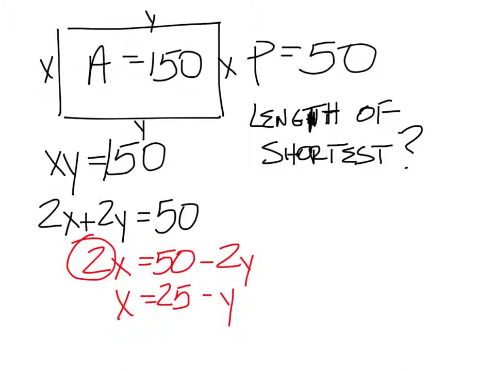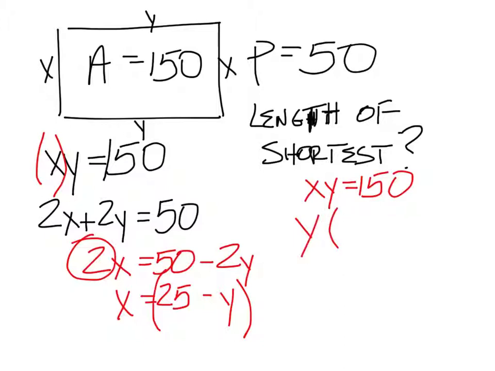What we must do with that is plug this in to there in the area formula. So xy equals 150. We'll put y first and then the x part next, 25 minus y.